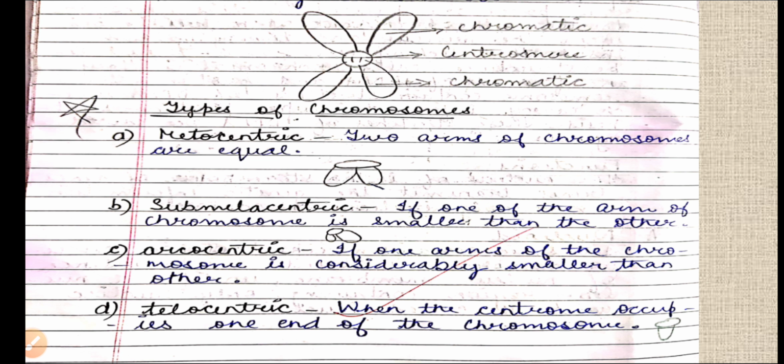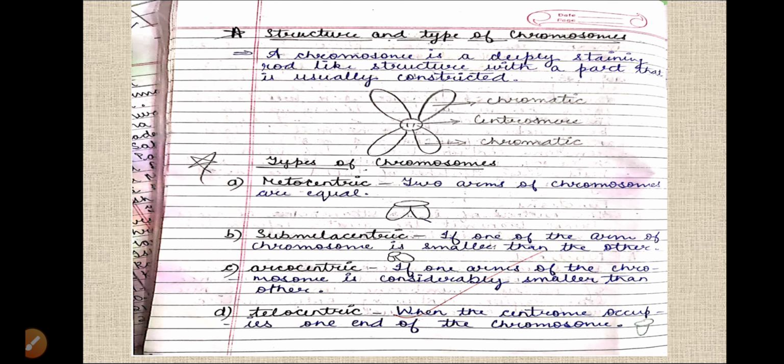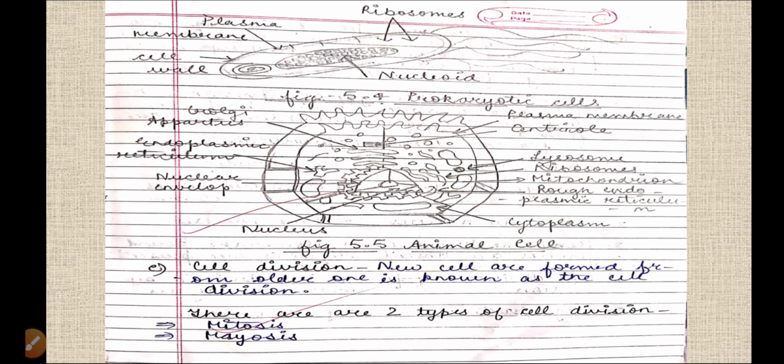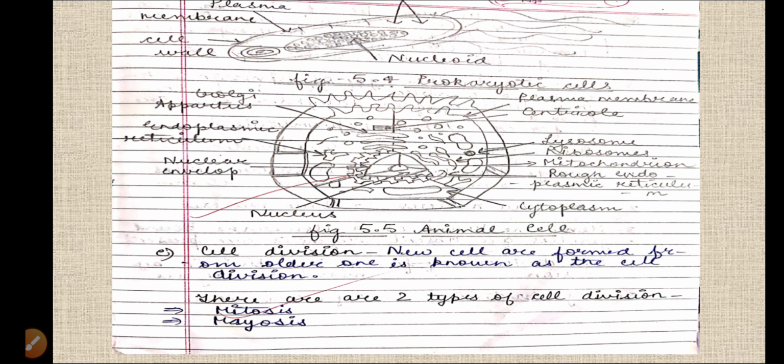Submetacentric: one of the arms of the chromosome is smaller than the other. Acrocentric: one arm of the chromosome is considerably smaller than the other. Telocentric: the centromere occupies one end of the chromosome. Here is the diagram of a prokaryotic cell and an animal cell.